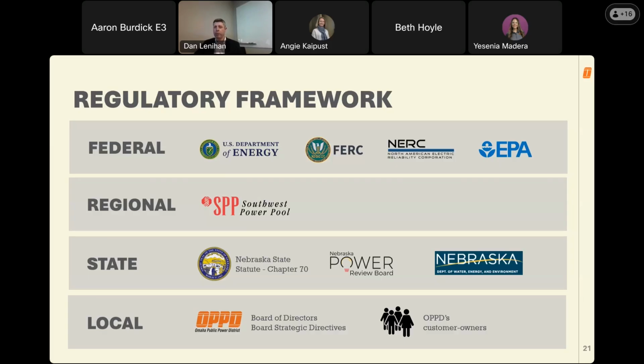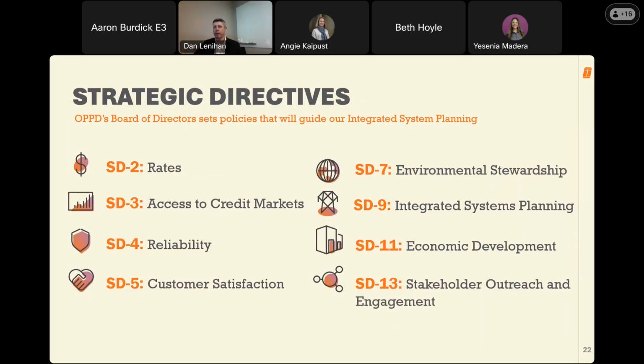Now, at the state level, Nebraska is the only 100% public power state in the country. So we have various regulations that dictate retail service area jurisdiction and our obligation to serve customers within those service area boundaries, along with certain approval requirements for new generation and transmission expansion. Now, at the local level, we have an elected board of directors, which governs our rates and sets strategic direction for our utility, which is really important when performing this long-range system planning study. So on the next slide, I'm going to unpack OPPD strategic directives a little more.